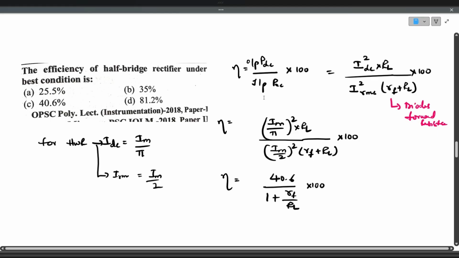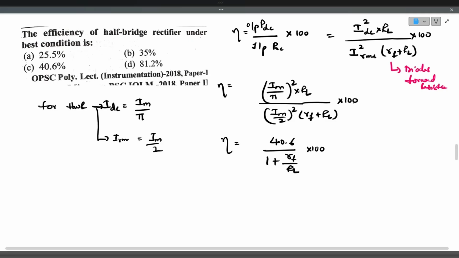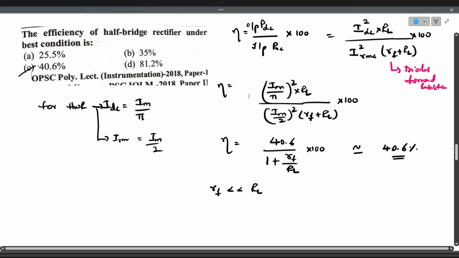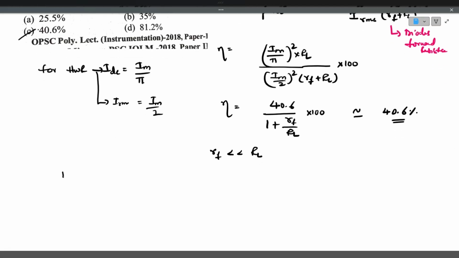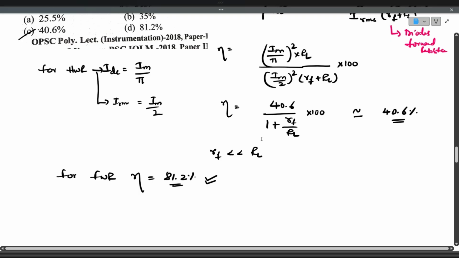In case of half wave rectifier, the diode forward resistance is far lesser than the load resistance. So this can be approximated to 40.6 percent. So the answer is option C. For full wave rectifiers, the rectification efficiency is 81.2%. This is also very important from the examination point of view.